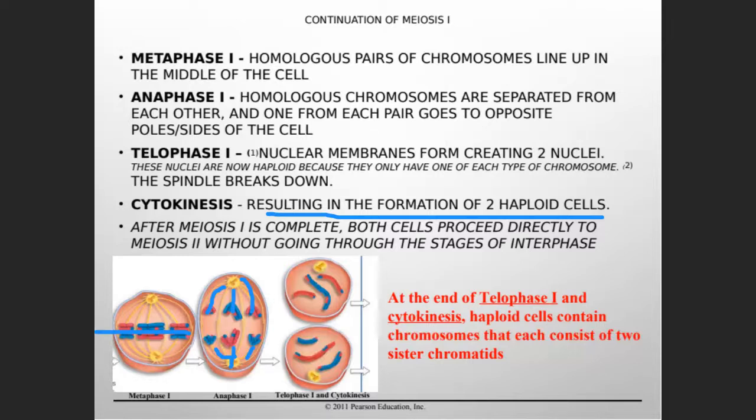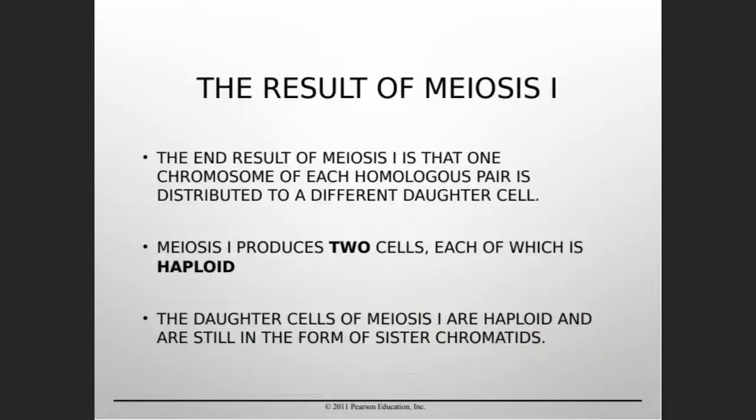Okay? So at the end of telophase 1 at cytokinesis, haploid cells contain chromosomes that each consist of 2 sister chromatids. These are still connected. And it is random. The assortment is random. Which one goes into which cell is just completely random. So the result of meiosis 1 is chromosomes from each homologous pair are distributed to different daughter cells. They go into different ones. And meiosis 1 produces 2 cells that are haploid. Okay. Now the daughter cells after meiosis 1 are haploid, but remember the sister chromatids are still connected, the ones you copied before.